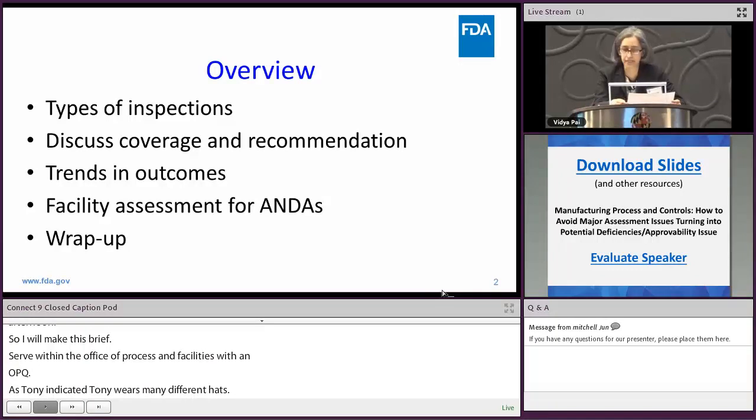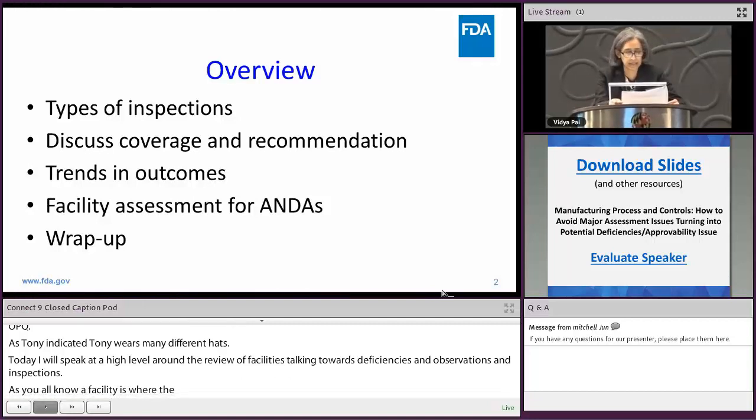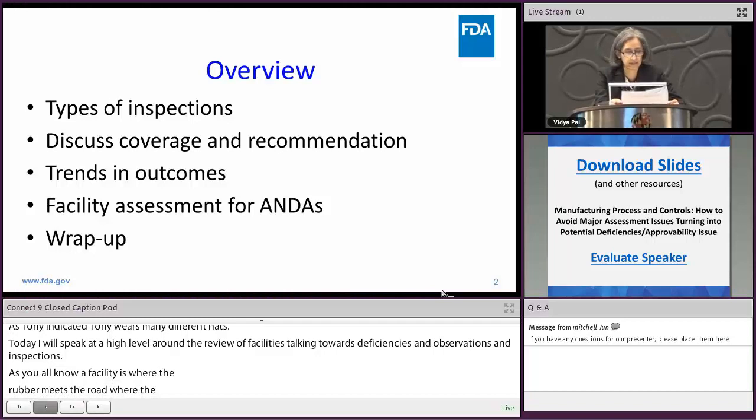facility evaluations and inspections. As you all know, a facility is where the rubber meets the road. It's where the API may be synthesized, your drug product manufactured, where both are ultimately packaged, tested, and released. Any gaps in operations at a facility are going to present a risk to product quality and ultimately patient safety.